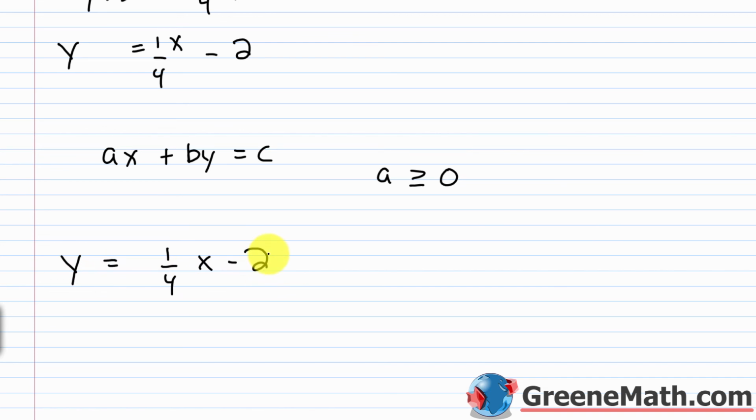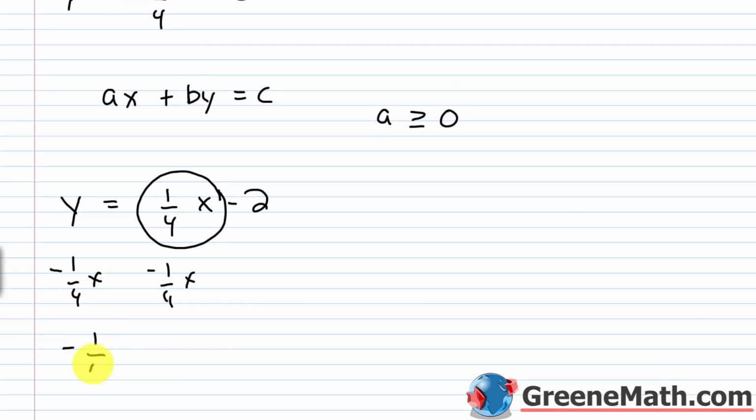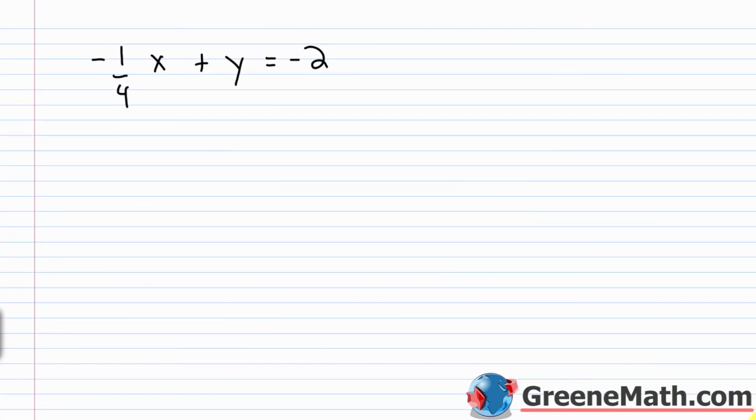Now, what I want to do, again, I have y equals 1/4 x minus 2. I've kind of got two steps that I need to do. I need to first start by subtracting this away from both sides of the equation. So if I do that, what's going to happen is I'm going to have negative 1/4 x plus y is equal to negative 2. So once I've done that, again, we want a to be greater than or equal to 0. And we also want a, b, and c to be integers.